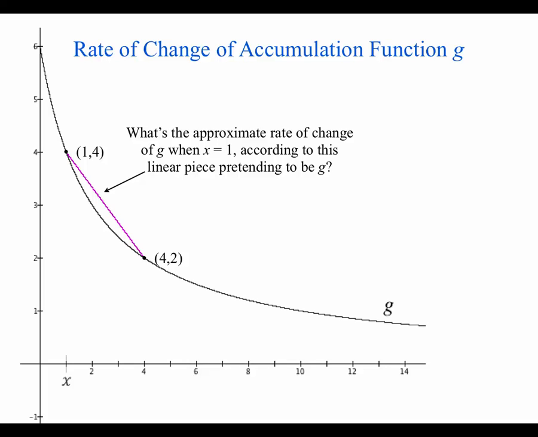Okay, so here is this rate of change function g. And so now I'm giving you a couple points. Those weren't on the quiz. So what is the approximate rate of change at x equals 1 according to this linear piece that's pretending to be g? Go, find it. Be a piece of cake.